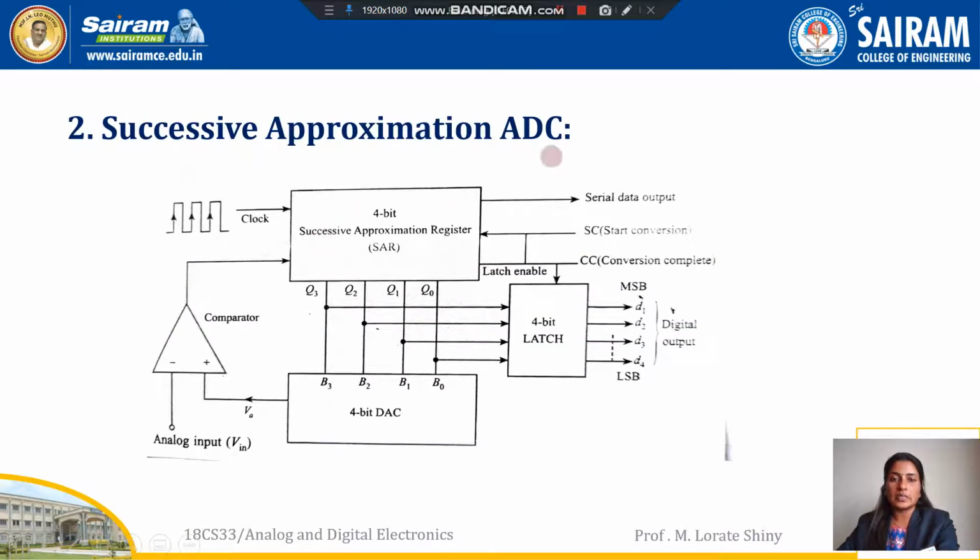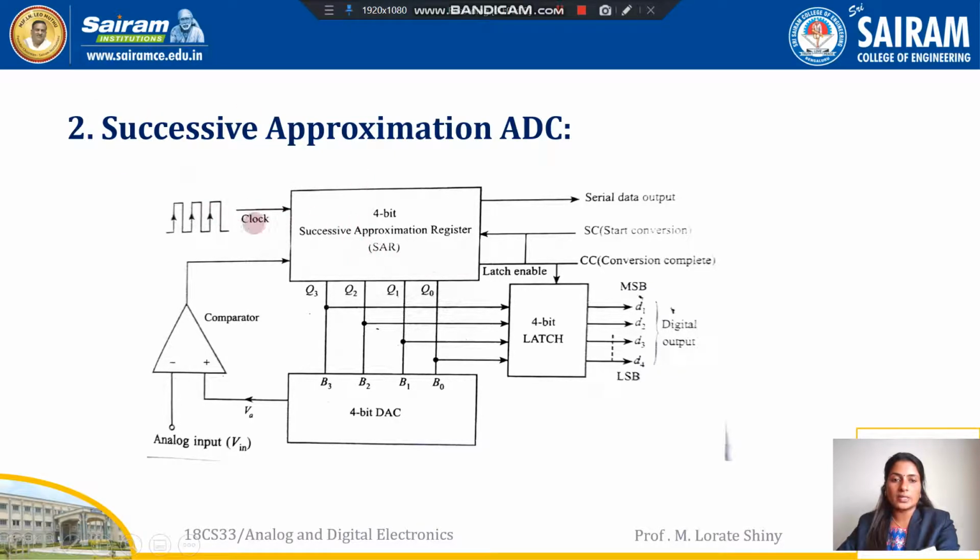Next one is successive approximation ADC. In successive approximation ADC, we have the successive approximation register, SAR. The output of SAR is connected to a digital to analog converter as well as a 4-bit latch. The output of the DAC is an analog value, which is given to the comparator, and the external input voltage also will be given to the comparator. So these two will be compared till they become equal. Based on these two inputs, the comparator output, either 0 or 1, will be given to SAR, the successive approximation register.